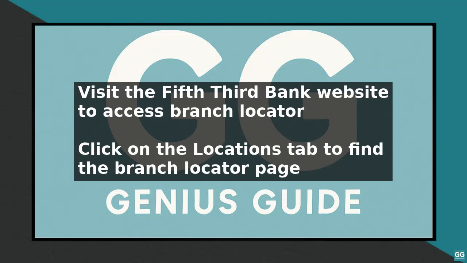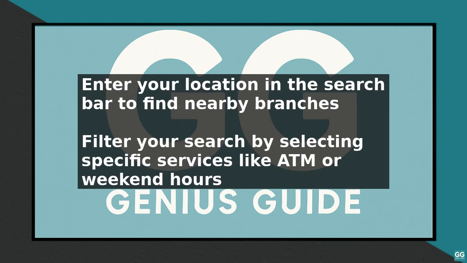To use the Fifth Third Bank branch locator, start by visiting the Fifth Third Bank website. Once on the website, click on the Locations tab at the top of the page. This will take you to the branch locator page where you can search for branches by city, state, or zip code. Enter your location in the search bar and click the search button.